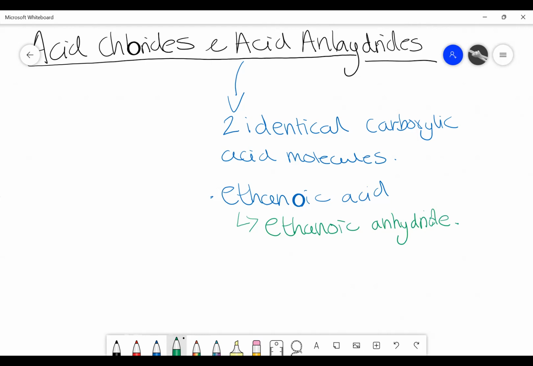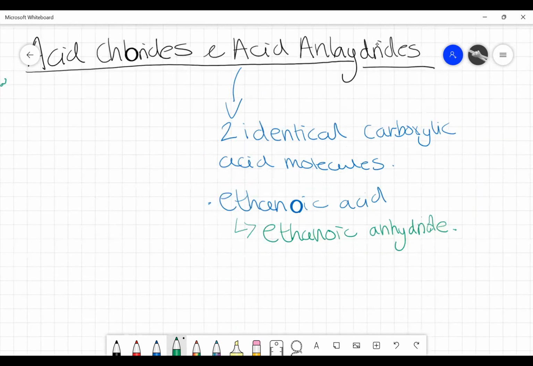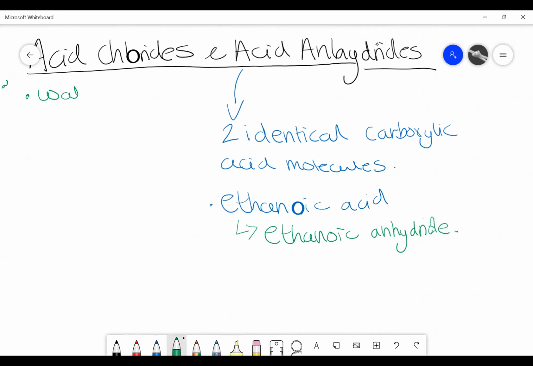So what you need to do is you need to know the reactions of water, alcohol, ammonia, and amines with acid anhydrides. But like I've just said, they react in a really similar way. They're almost identical. So again, I'll put the four down here. So you need to know their reactions with water, ammonia, alcohol, and amines.